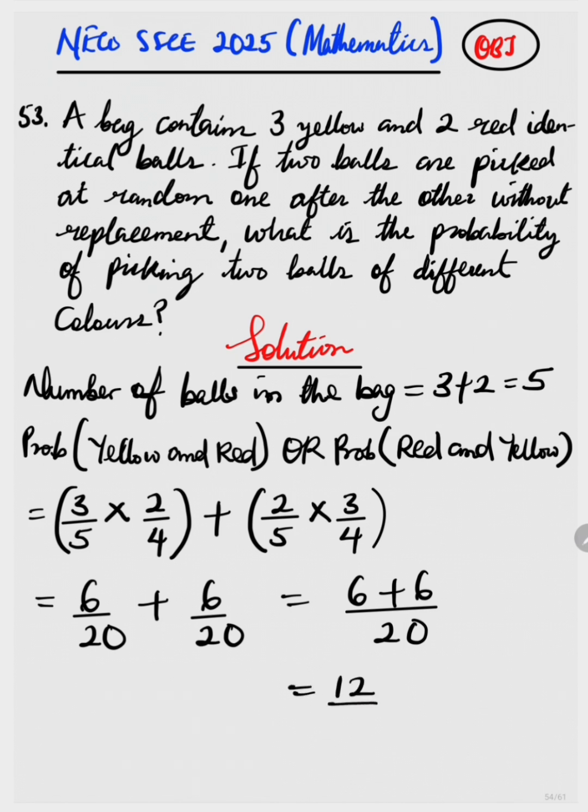12 over 20. And when this is reduced to its lowest term, using its HCF, highest common factor, which is 4, 4 in 12 will give us 3, and 4 in 20 gives 5. So the answer to question number 53 is 3/5, or 3 over 5.